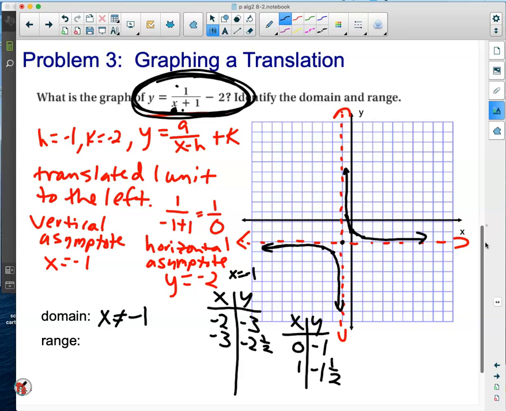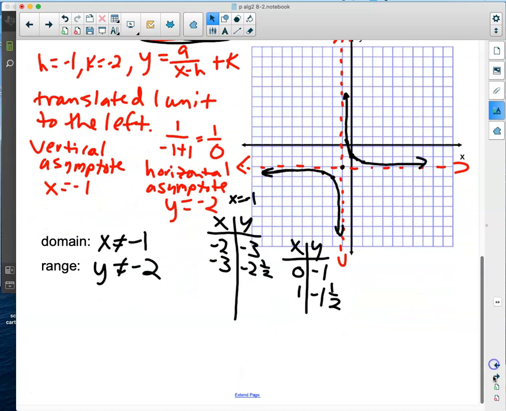And then for the range, I have a horizontal asymptote at y equals -2. So my range needs to say, y can't be -2. Can be anything else, just can't be -2 because we cannot graph where those asymptotes are. So now we have the graph, and we've done the domain and range, and our table's only required 4 points to talk about those 2 symmetrical branches.